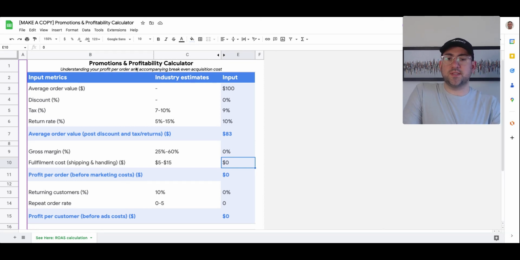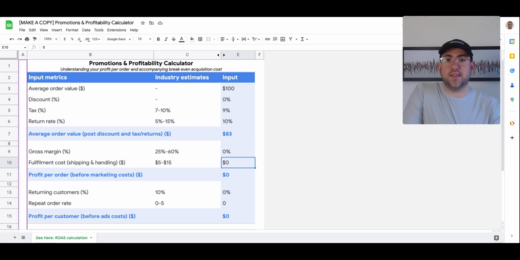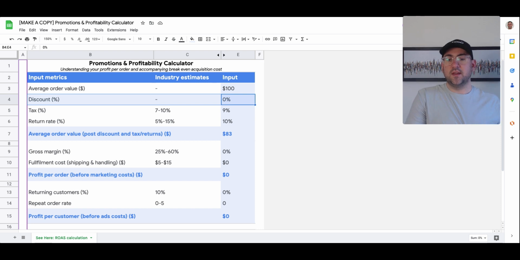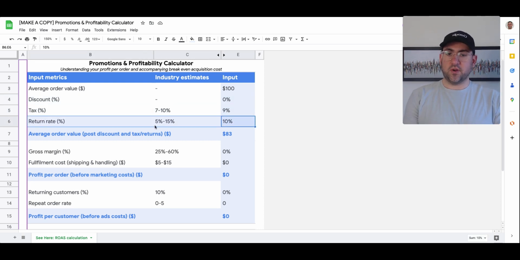So here we've got our promotions and profitability calculator that, after we put in the averages of the costs to fulfill orders, is going to return a break-even ROAS that we can compare to your current ROAS target to see if there's room to maximize the profitability and the volume that you're acquiring from your Google Ads investment. Now, there are a few simple inputs. We'll want to put in your average order value, discounts, which were really helpful during the holiday season to see how your margin was impacted by running promotions, tax, we'll use an industry average, as well as return rate.